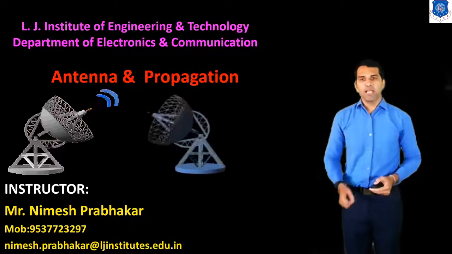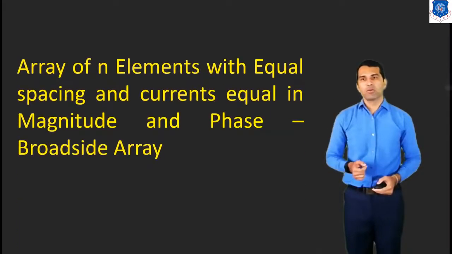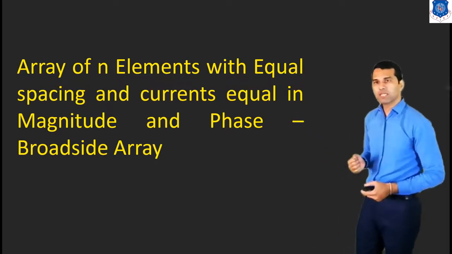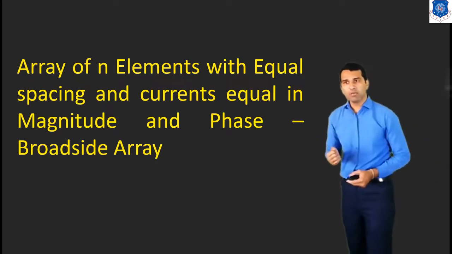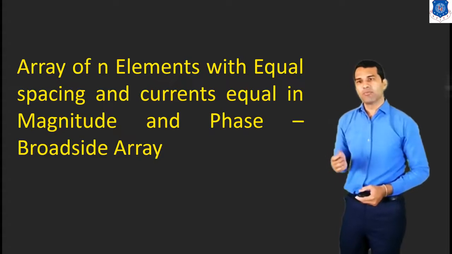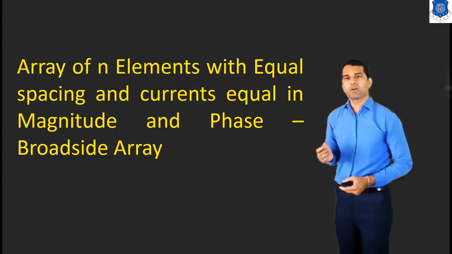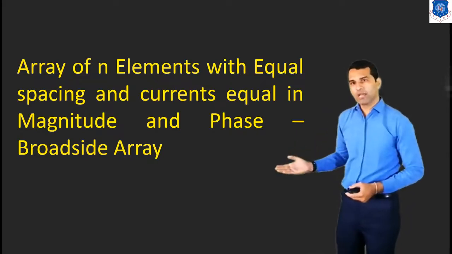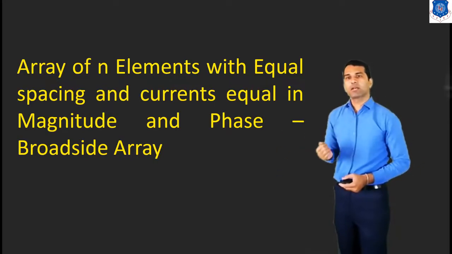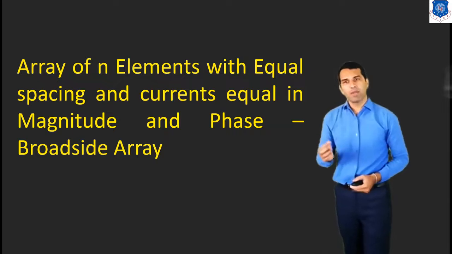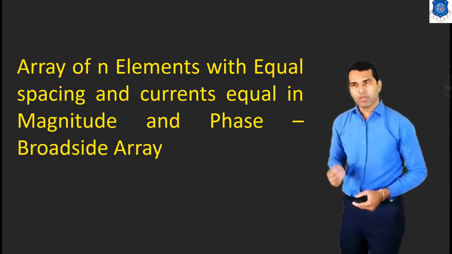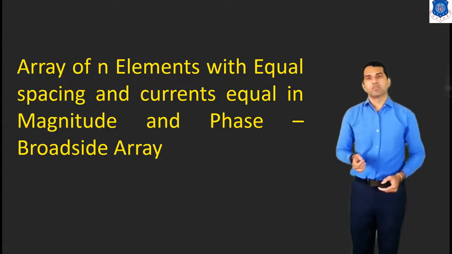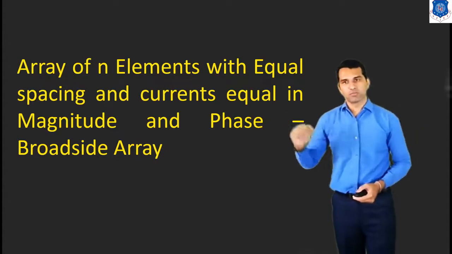Now, in this lecture, we discuss the array of n elements with equal spacing and currents equal in magnitude and phase, for the broadside array. So here we discuss the broadside array, but the condition is n elements with equal spacing and current equal in magnitude and phase. So now we start the analysis for this.